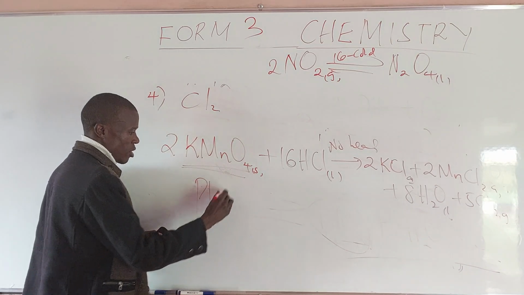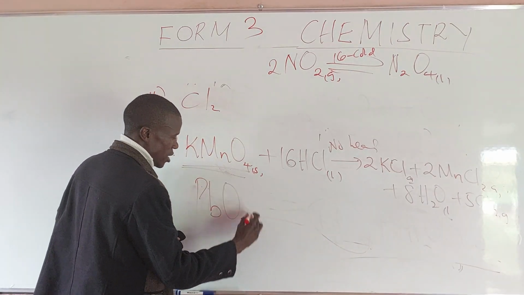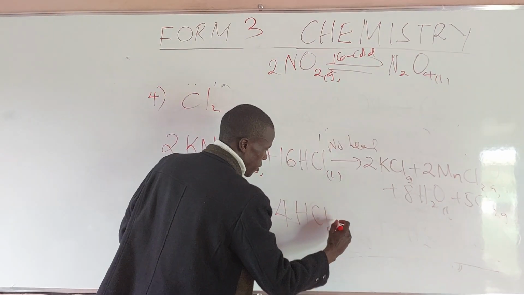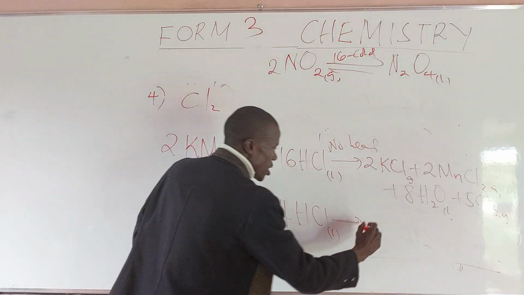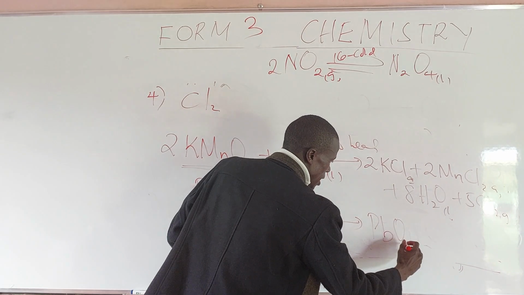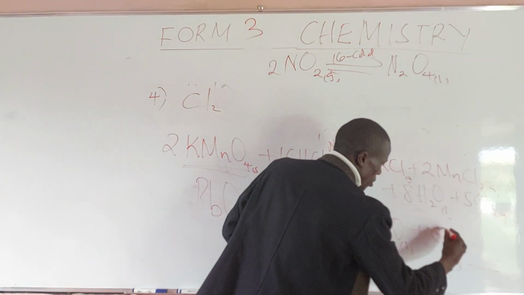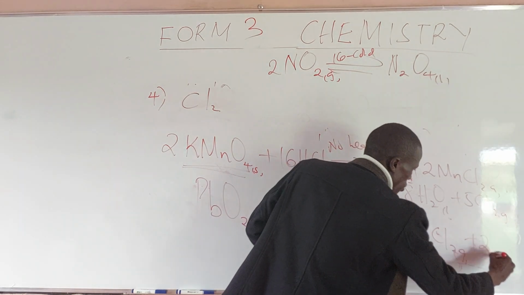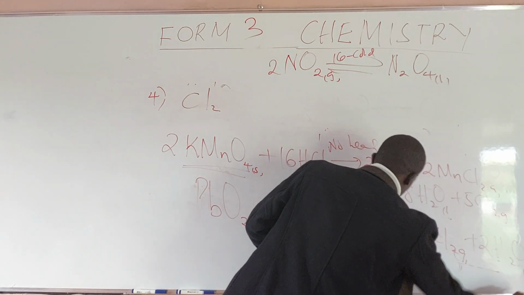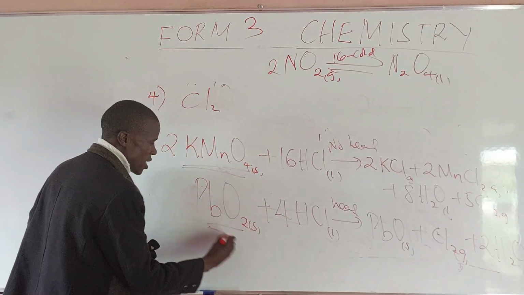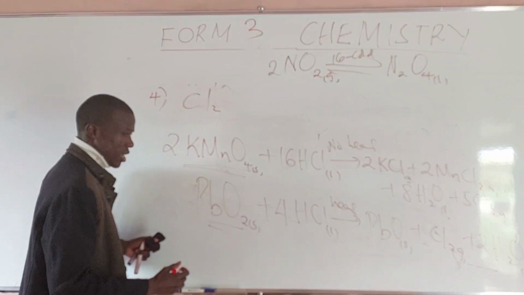We can also have lead 4 oxide with 4 moles of concentrated hydrochloric acid to form solid lead 2 oxide. We also have chlorine gas, and we have 2 moles of water. Here we must have heat, because lead 4 oxide is a mild oxidizing agent.